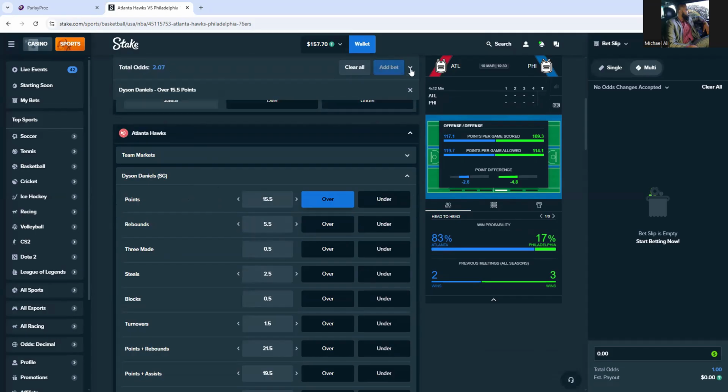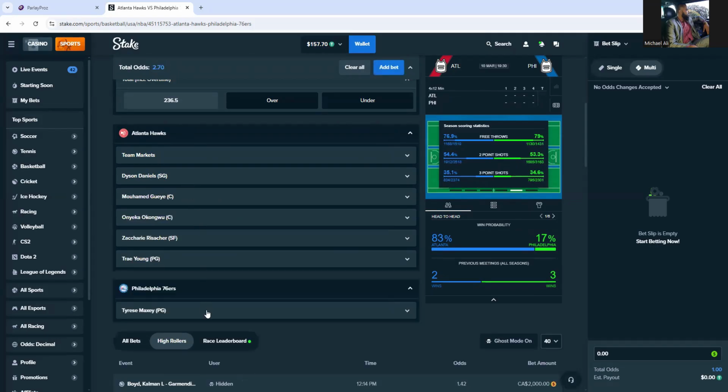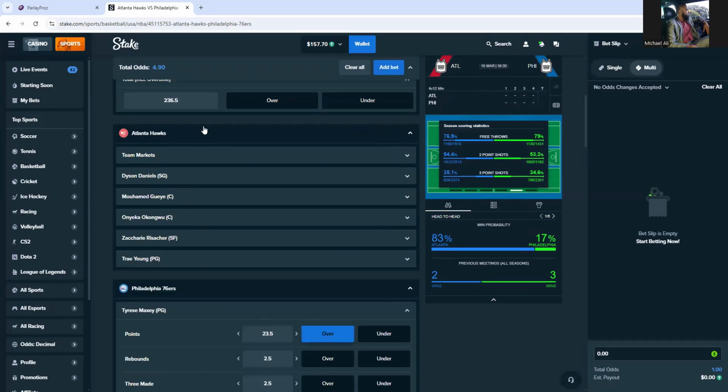You could drop down this menu here. You could take off a particular line, or check it back. It's totally up to you. You want to add here. You want to go to Tyrese Maxey, you want to add here. Lovely. So you could build as many lines as you want in one particular game.